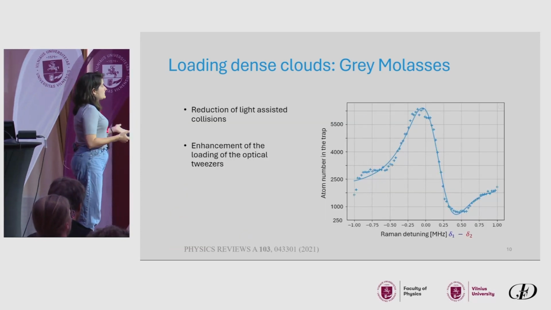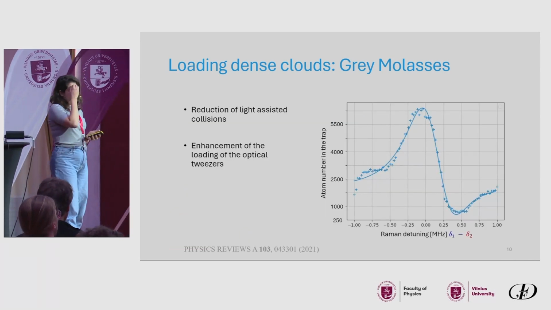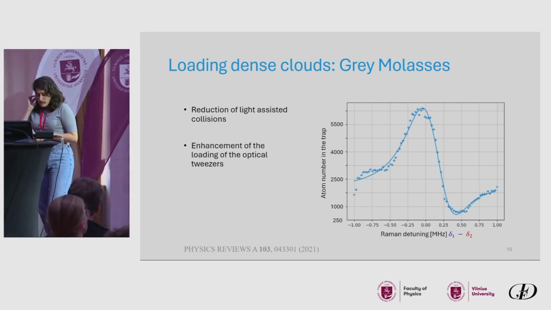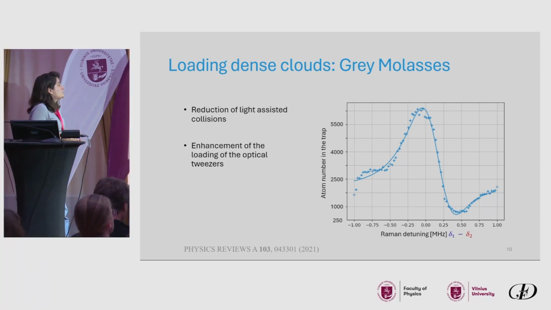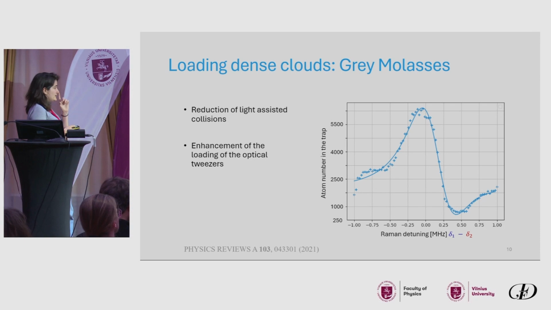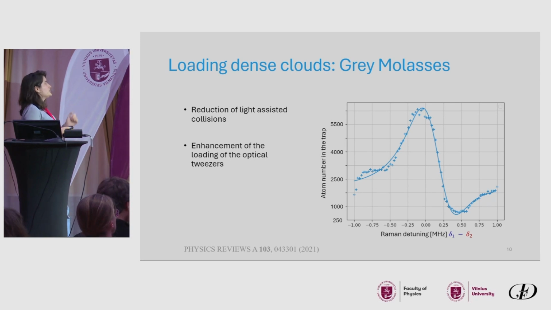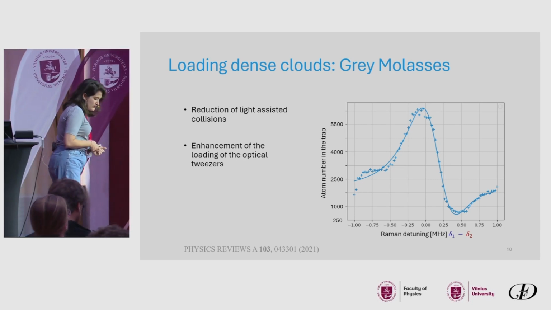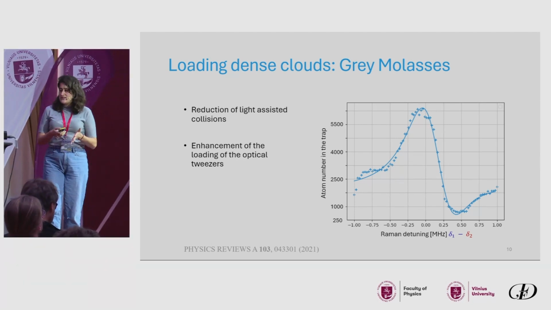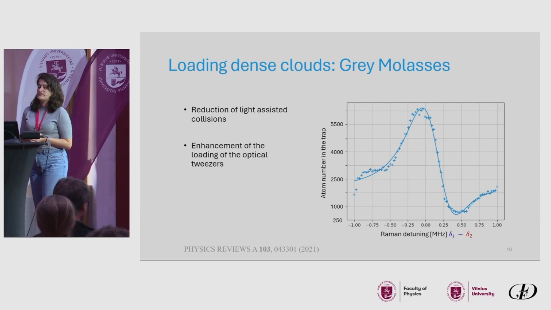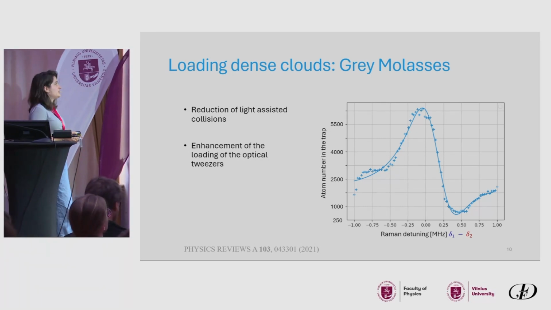This effectively works. This is a measurement on our setup where you can see the peak is where the two detunings, delta 1 and delta 2, coincide, and that's where we have the peak of atomic number in the trap. So we got our dense cloud. There are a few steps to have a dense cloud of 2-level atoms, because we just use some properties of the spectrum of rubidium, which is a multi-level atom, as all atoms basically are.